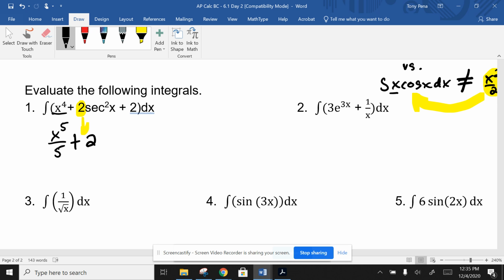The antiderivative: what we took the derivative of to get secant squared is tangent. So it's just 2 tangent of x. And then the antiderivative of 2 is 2x. And then do not forget your c's come quiz time or on the assignment.